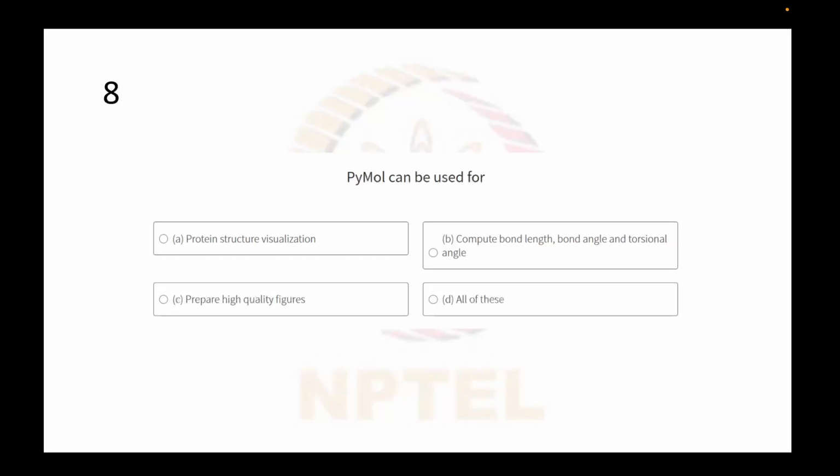Next, PyMOL. Can PyMOL be used for protein structure visualization, for computing bond length, bond angles or torsional angles, or to prepare high quality figures, or all of those?